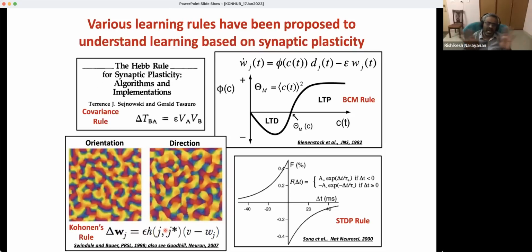That resulted in an array of different rules over the years, and they have been used for explaining different kinds of biological phenomena, ranging from hippocampal synaptic plasticity and how it's dependent upon calcium, to how orientation and direction selectivity in the cortex emerges during the developmental phase, and so on and so forth. So over the years, there have been several learning rules proposed towards understanding how learning could be emergent as a consequence of synaptic plasticity.